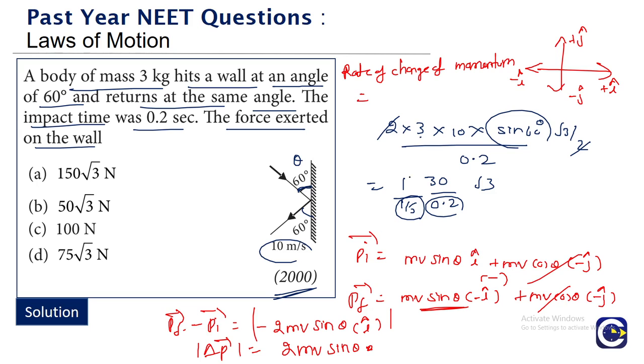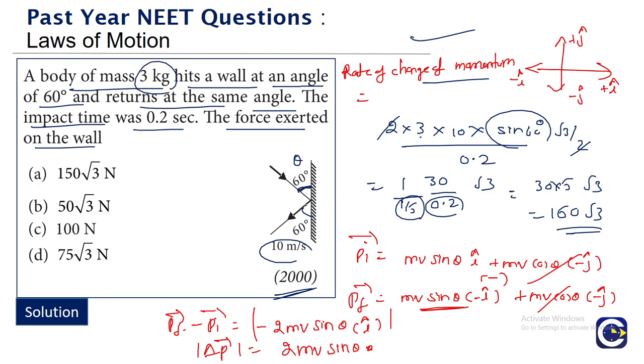1 by 5. So the 5 will go to the numerator. So what will we have? 30 into 5 into root 3. That is 150 root 3. So this is the rate of change of momentum for the body of mass 3 kg. That will be the force acting on that 3 kg mass.